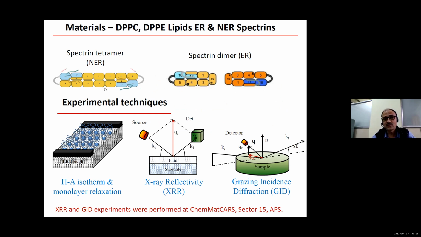So that's why brain spectrin is a little bit more rigid than red blood cell spectrin, which has a diamond kind of structure. So we continued this by isotherm measurements, reflectivity, and grazing incidence diffraction measurements.